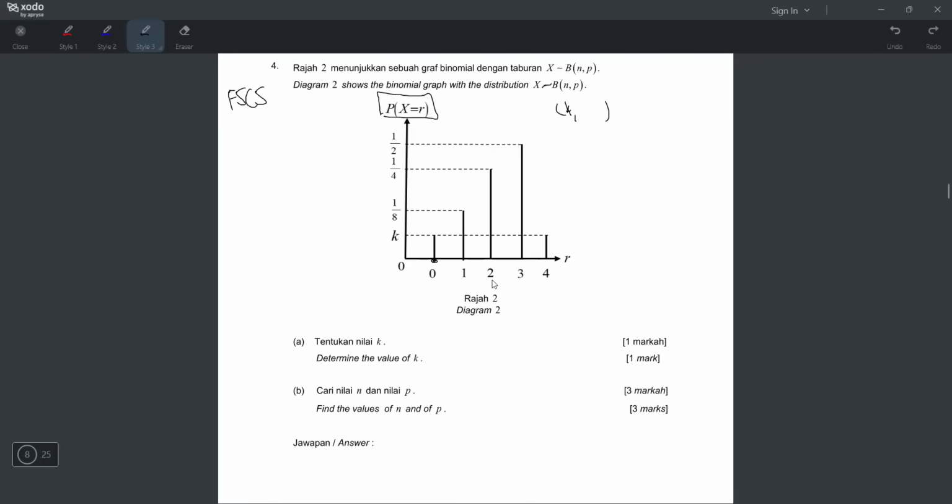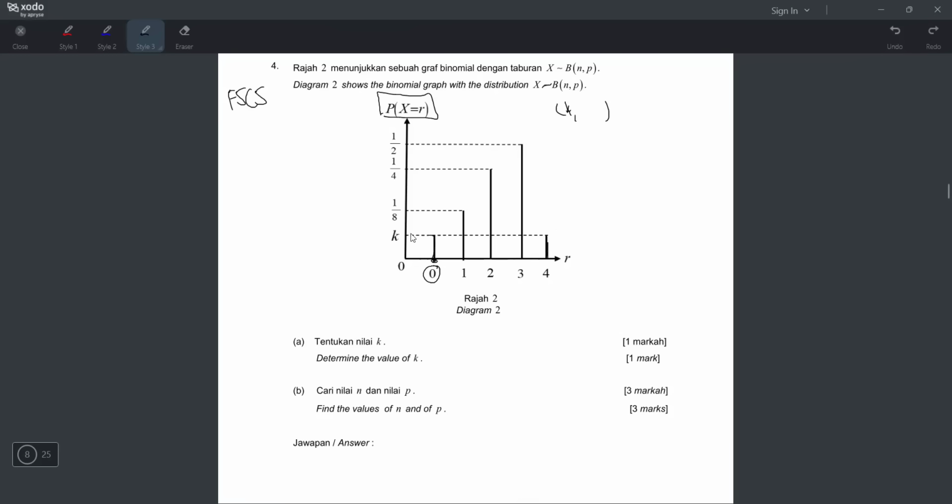So that's 0, 1, 2, 3, 4. What this means is the probability for 0 successes is K, and the probability of 1 success is 1 over 8. The probability of 2 successes is 1 over 4, and 3 successes has probability 1 over 2, and then 4 successes is this. So the N definitely has to be 4. But the small p I don't know yet. And then part A says determine the value of K.